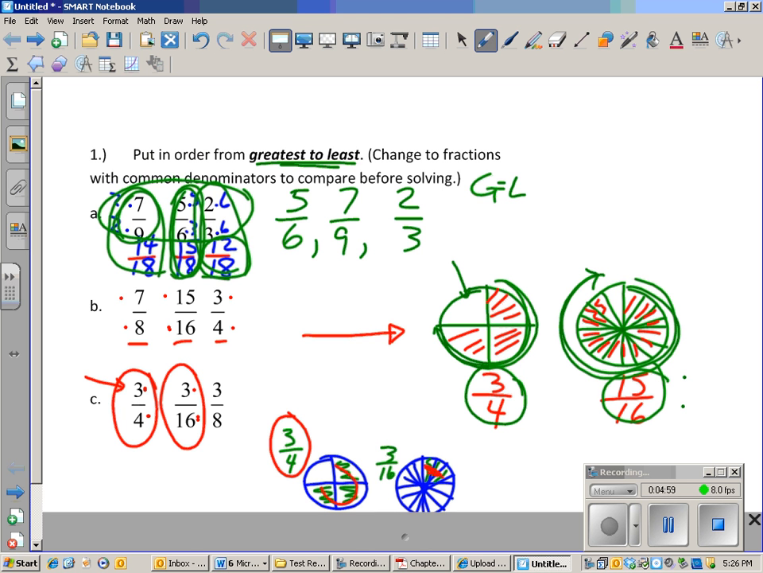So when you have the same numerator, and the denominators are different, the larger one is going to be the one where the numbers are closer to each other. So 3/4 would be the closest, 3/8 would be the next largest, and of course 3/16 is far away from each other, and that would be the smallest.